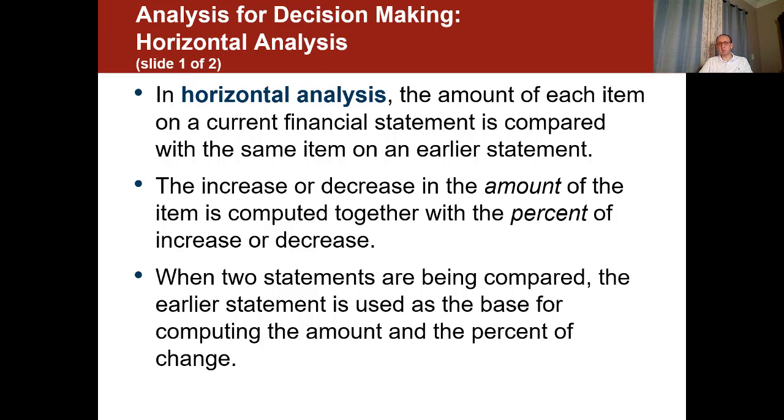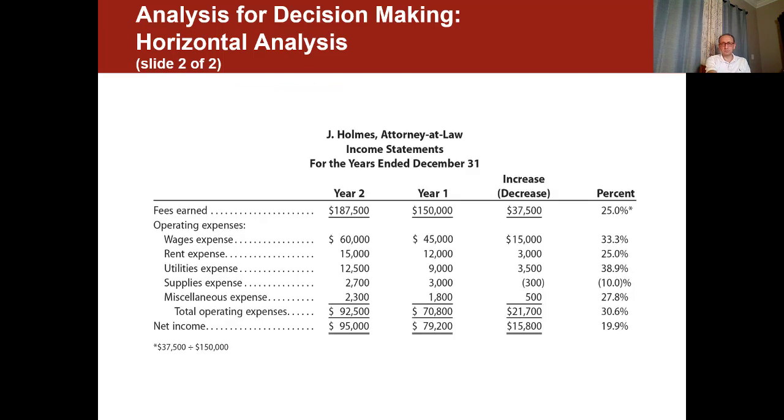In horizontal analysis, the amount of each item on the current financial statement is compared with the same item on an earlier statement on an earlier date. So the increase or decrease in the amount of the item is computed together with a percent of increase or decrease. When two statements are being compared, the earlier statement is used as the base for computing the amount and the percent of change. So let's see how this works.